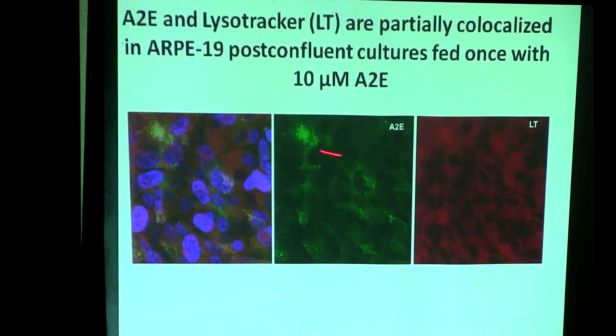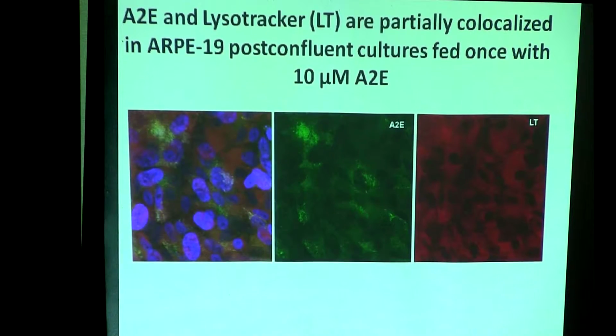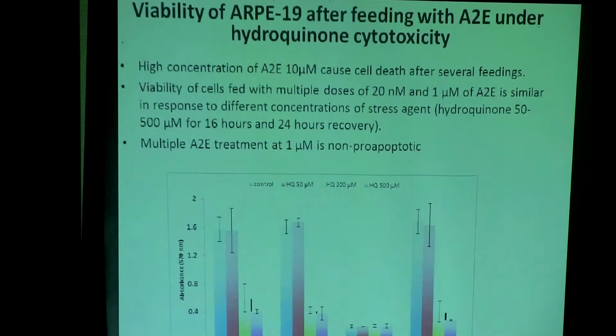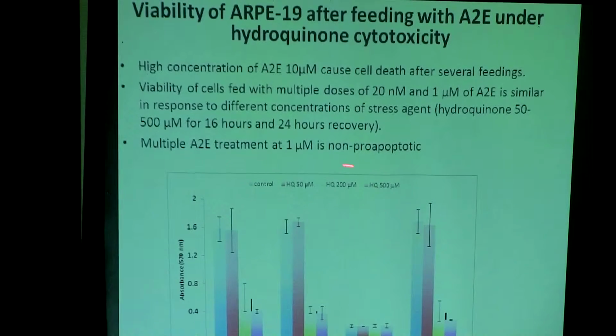Okay, so if you look at 10 micromolar A2E and we feed that to our cells, this is LysoTracker, this is A2E. It's partial colocalization. So most probably this concentration already leads to leakage and disruption of membranes. On another side, look at that. So this is the stress stimulus, hydroquinone, and it leads to cell stress and then cell death.